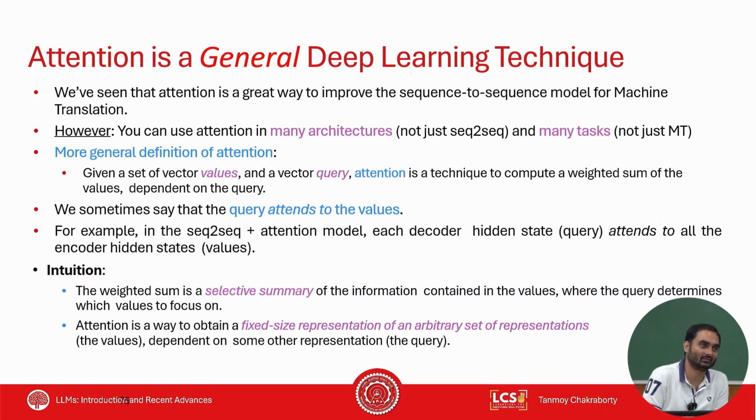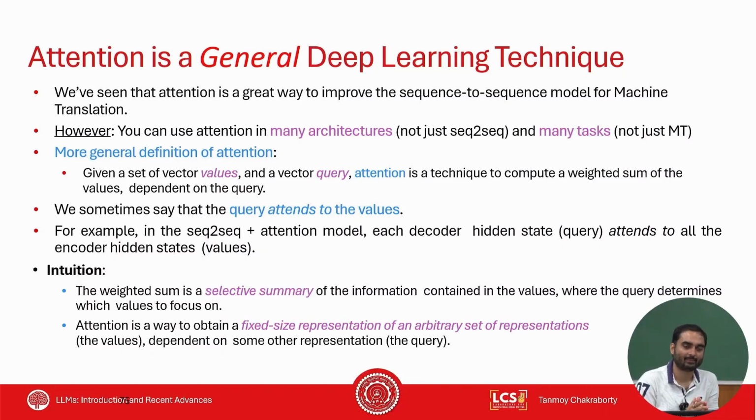You can also think of the attention vector that you generated. Remember, the attention vector is one vector that you generated, right? For every decoder hidden state, you generated one attention vector, right? So the attention vector can also be thought of as a summary of all the value vectors. In our case, the value vectors are the encoder hidden states. It's a summary, right?